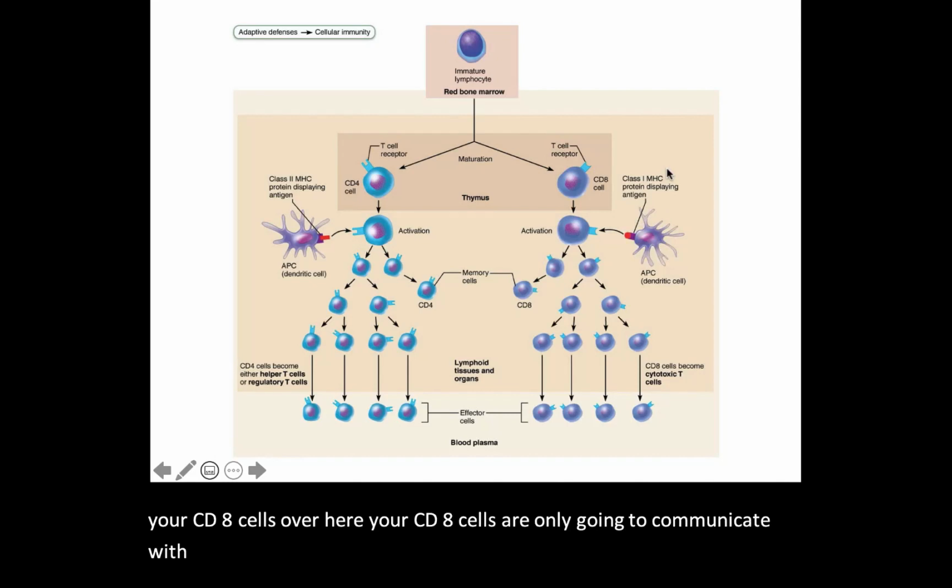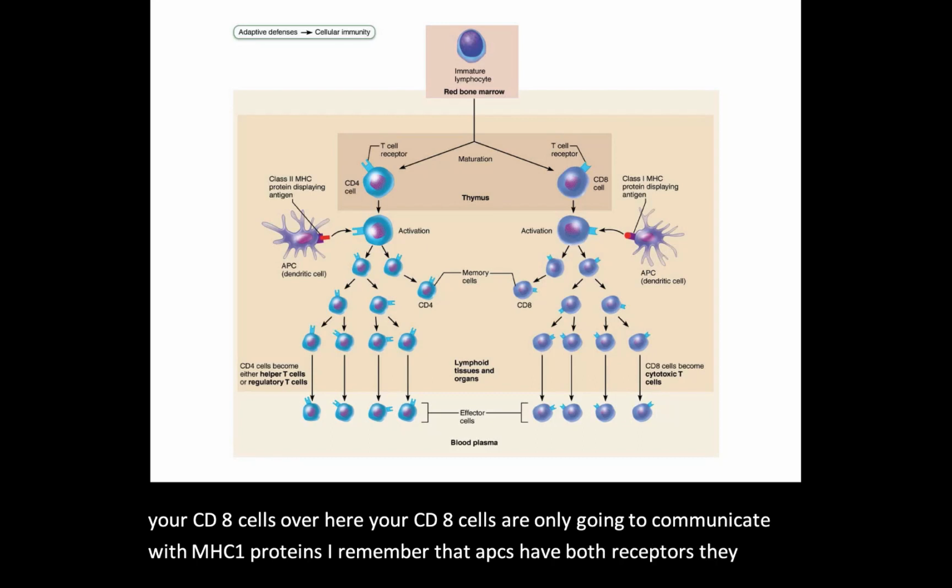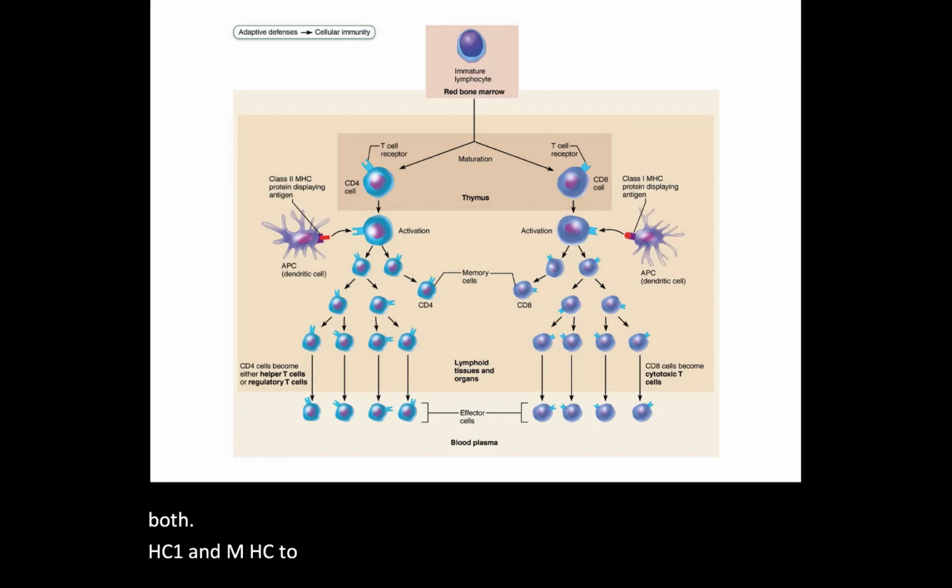MHC1 proteins. Now remember that APCs have both receptors. They have both MHC1 and MHC2 receptors. They are the only cell that has both MHC1 and MHC2 receptors.